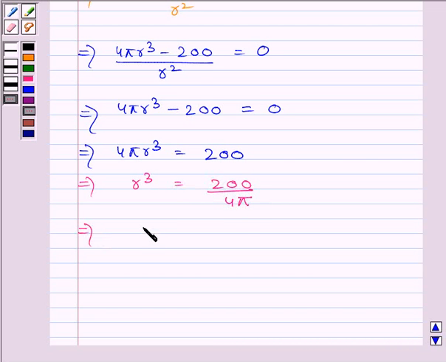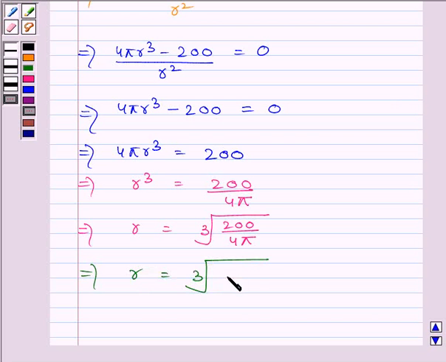This implies r is equal to cube root of 200 upon 4 pi. Now this further implies r is equal to cube root of, we know 4 and 200 will cancel each other, we get 50 upon pi. So we get r is equal to cube root of 50 upon pi.